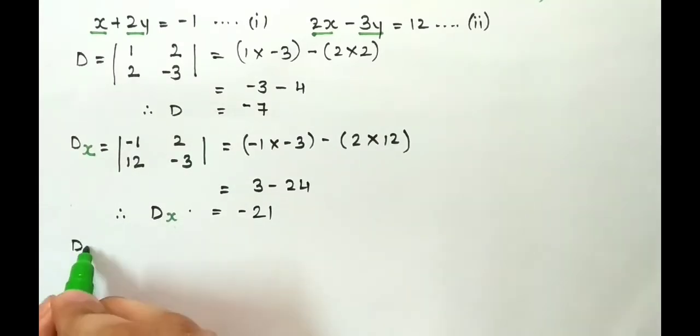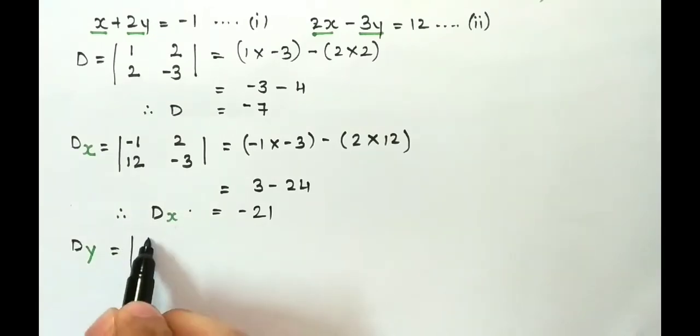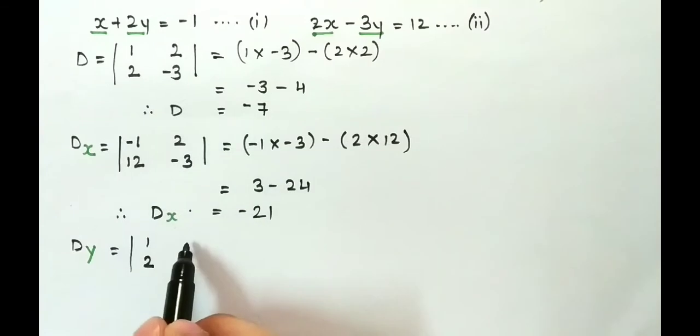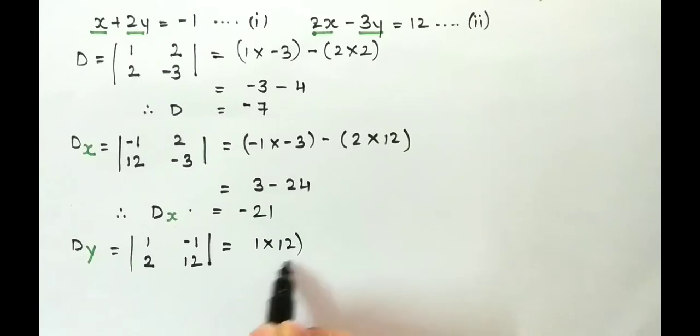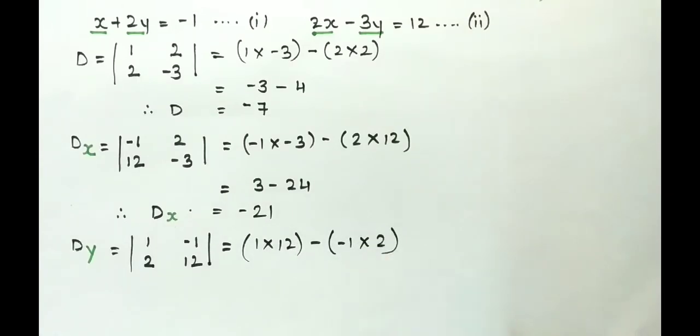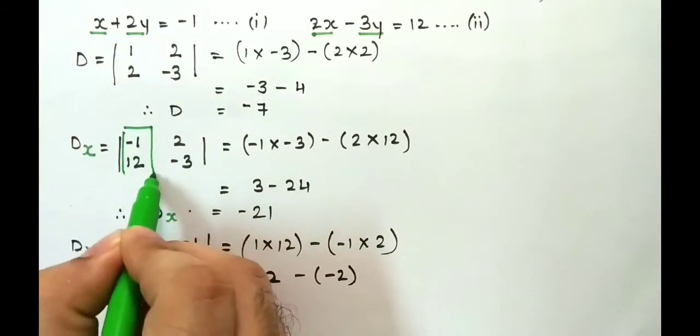Now I will substitute the value of y in my determinants with constants. Therefore, Dy is equal to 1 and 2 remain same because they are the coefficients of x, whereas 2 becomes minus 1 and minus 3 becomes 12. Again, I will be taking products of first cross multiplication and subtracting the products of second cross multiplication, which gives me 12 minus minus 2. Opening the brackets causes minus sign to change into plus, which gives me 12 plus 2 is equal to 14. Therefore, value of Dy is equal to 14.